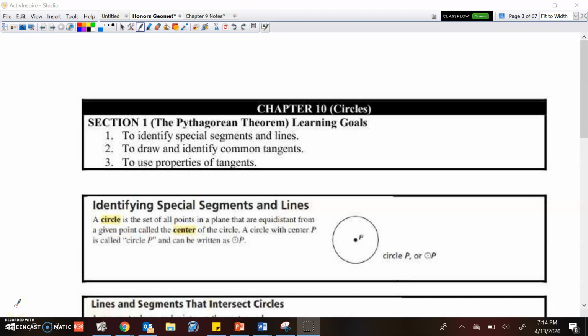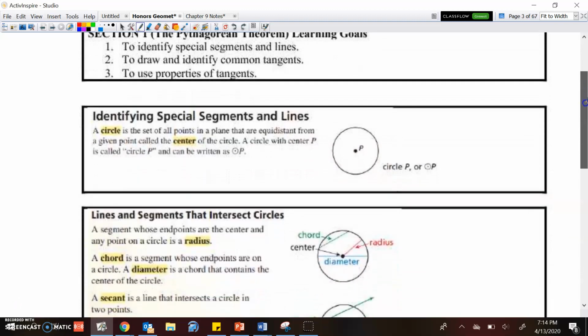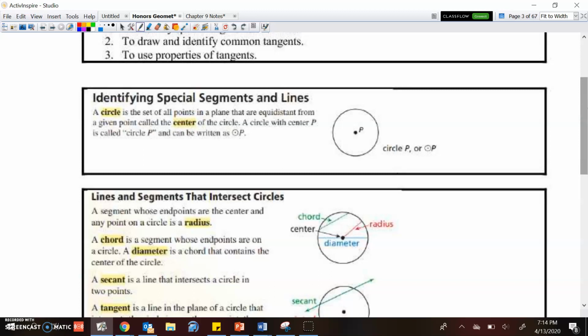All right, guys, we're starting chapter 10. So we are leaving triangles. We're actually done with them for the year, aside from triangular three-dimensional shapes, but that's not till later. Let's see what circles have for us ahead. Okay, so the first page is going over some common vocab.